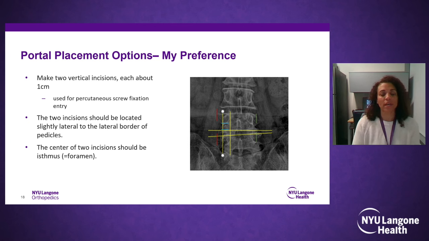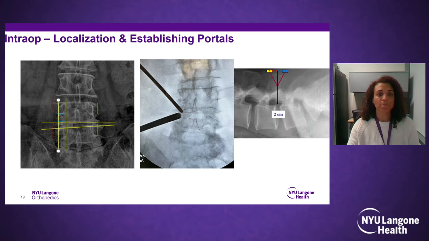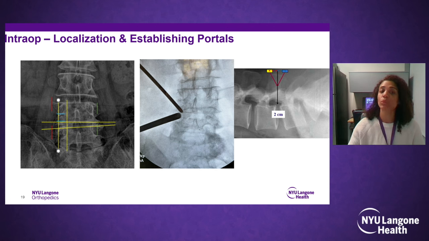So here's another graphic that I want to thank Dr. Wu for. This is showing where you want to make your portals, just lateral to your pedicles. And you're kind of targeting the isthmus of the disc space. And then you're also targeting the angle of entry into your disc. And so you can see here on the AP and then on your lateral image what you're really going for. And if you can kind of match this on your fluoro shots, then your portals are in a good spot, which is really important.